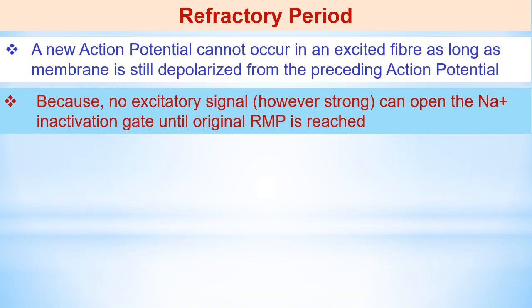Let us discuss another important factor of the action potential generation, that is known as the refractory period. A new action potential cannot occur in an excited fiber as long as the membrane is still depolarized from the preceding action potential, because no excitatory signal, however strong, can open the sodium ion inactivation gate until the original resting membrane potential is reached. It simply means that when the membrane potential is still at plus 35 level, a second stimulus cannot excite the cell or cause another action potential to be generated, because at plus 35 millivolt of membrane potential, the voltage gated sodium ion channels still remain open, and that's why further opening of the voltage gated sodium ion channel cannot occur.